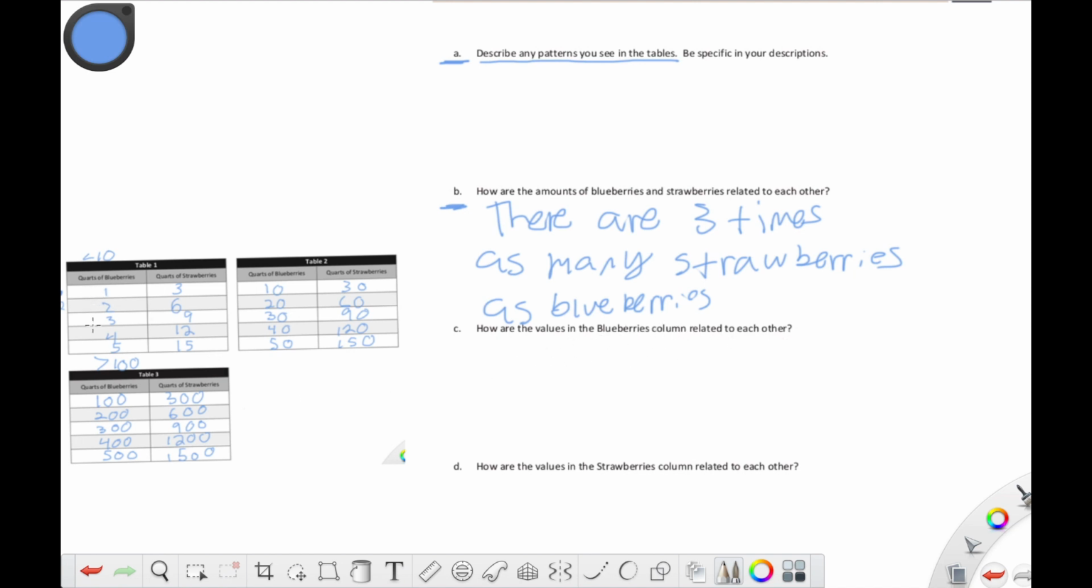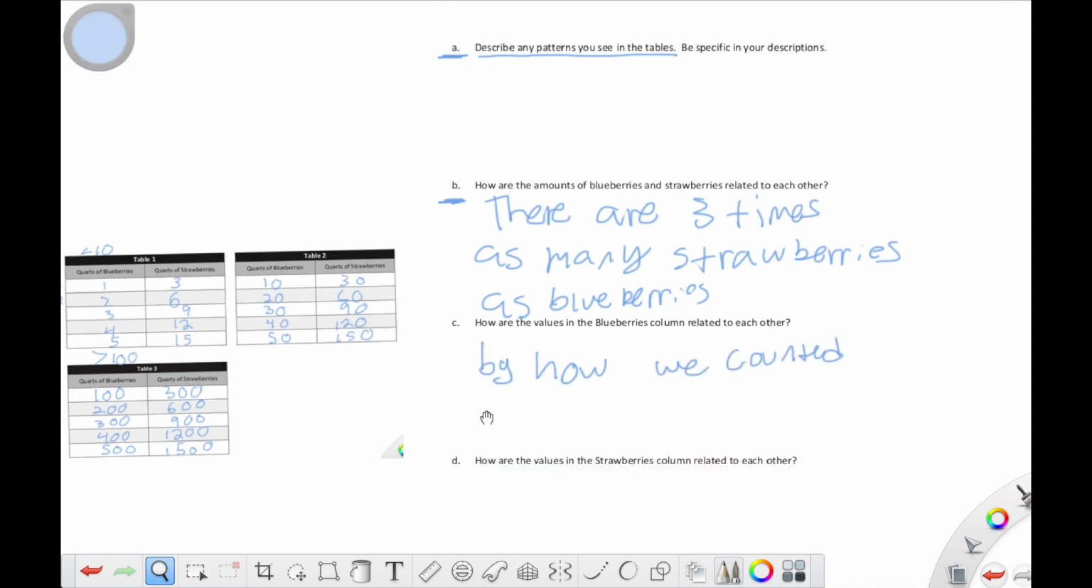Well, here we were increasing by 1. So we were counting by 1: 1, 2, 3, 4, 5. Here we counted by tens. And here we counted by hundreds. How are they related to each other? Basically, we can say how we counted.